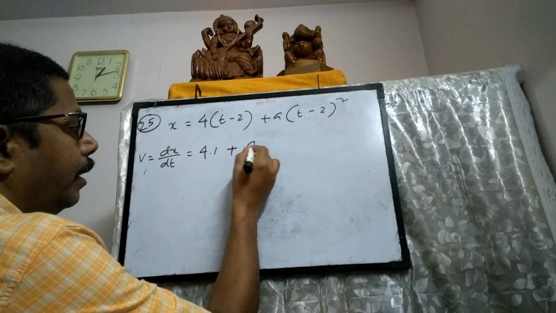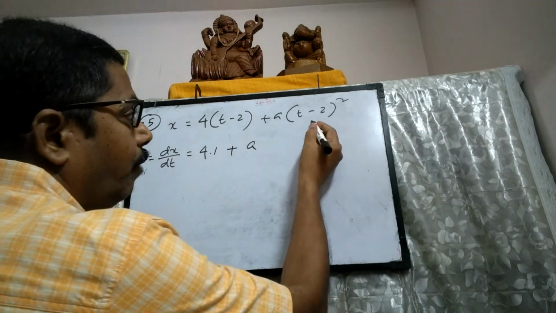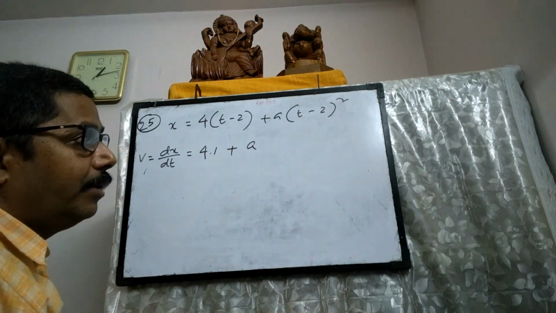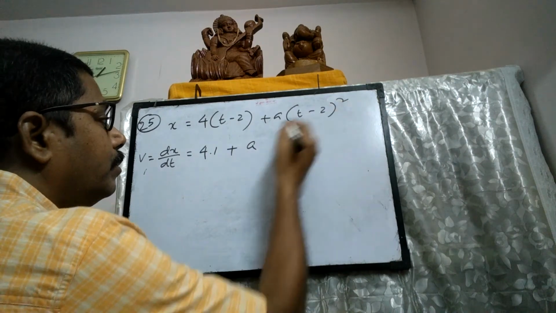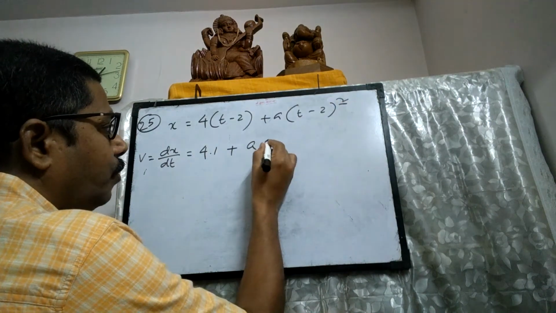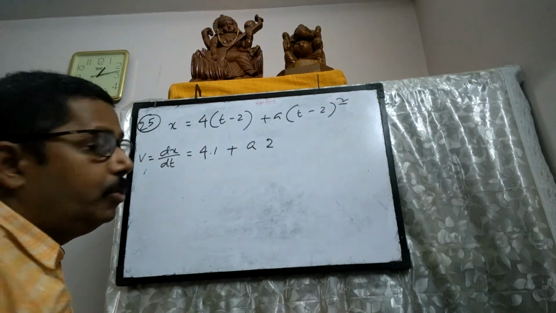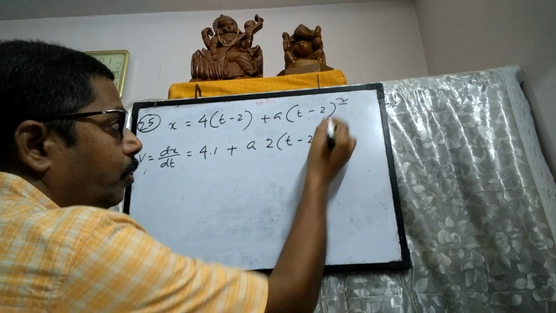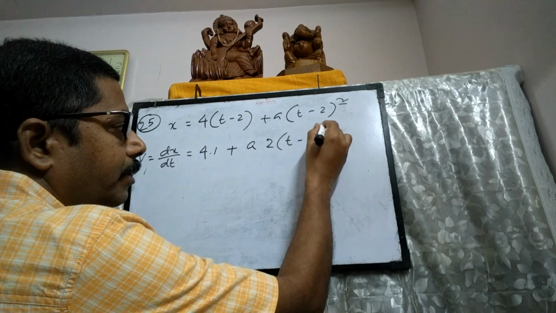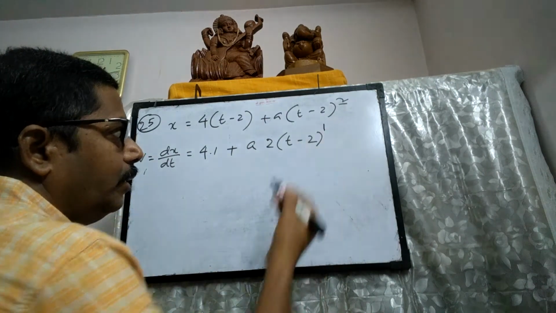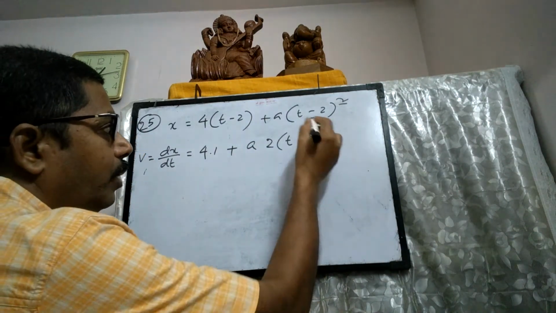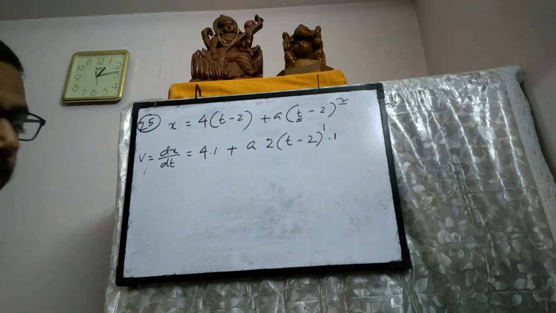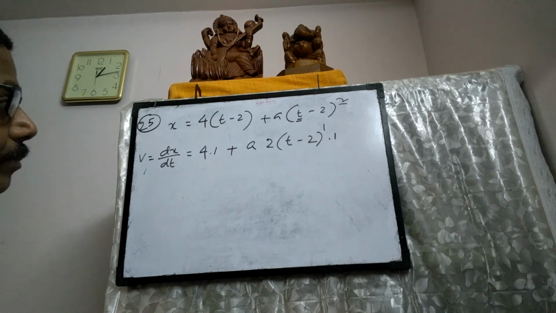Plus a into, what is the differentiation of this? This is of the form t square. So, if you take this power as the coefficient, that is 2 into (t minus 2) whole power 2 minus 1, 2 minus 1, that is 1, into differentiation of t, that is nothing but 1. Are you getting this step?